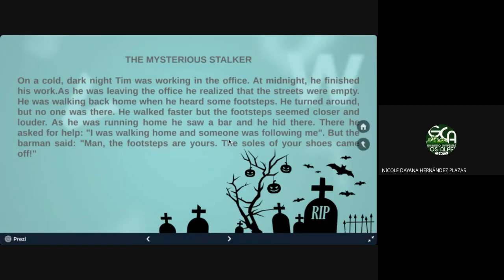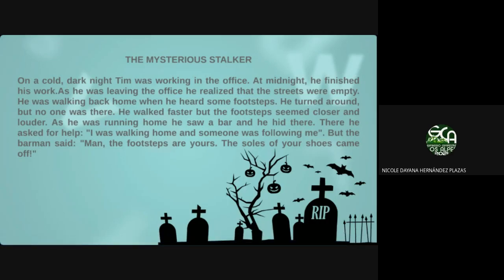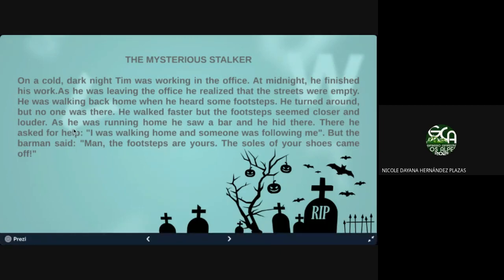Look at this. There he asks for help. Simple, pidió ayuda. No hay ninguna acción que interrumpa nada, así que simplemente el pasado lo hizo. He asked for help. And look at this. He began talking to the barman. I was walking home and someone was following me. Si ustedes ven esto así entre comillas, ¿qué se imaginan?